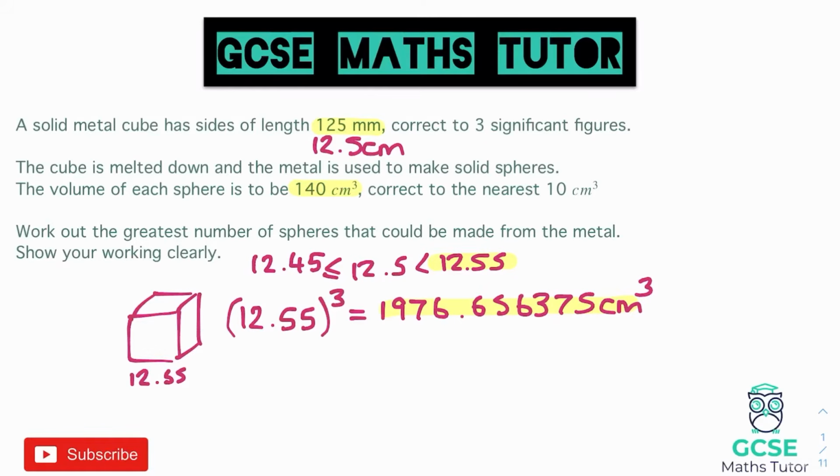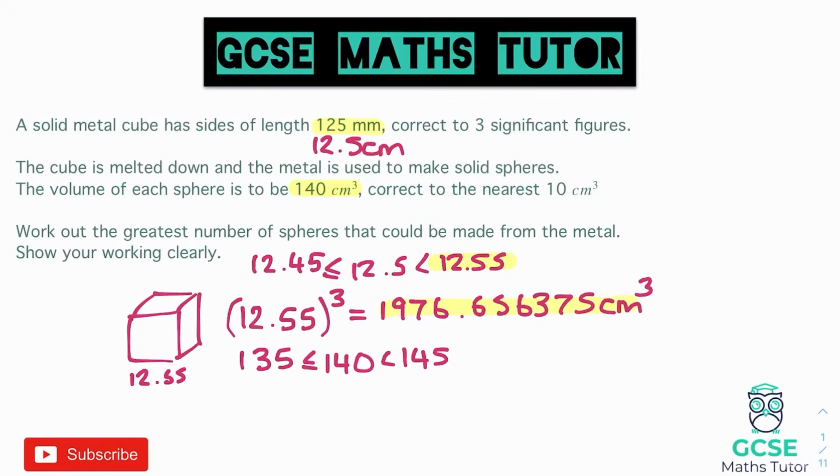Now we'll have a look at the spheres. Now, it says the volume of each sphere is to be 140 centimeter cubed, and that's correct to the nearest 10. So if we write our error interval for that, we've got 140 in the middle. There we go. And that is going to be 5 above and 5 below if it's to the nearest 10. So the largest possible volume is 145, and the smallest possible volume is 135.